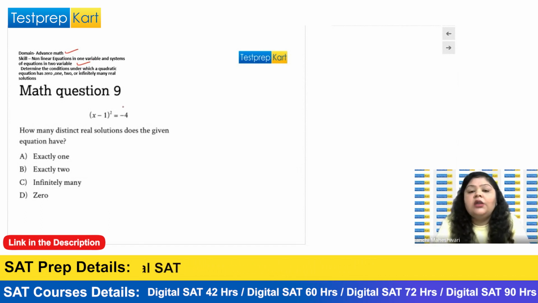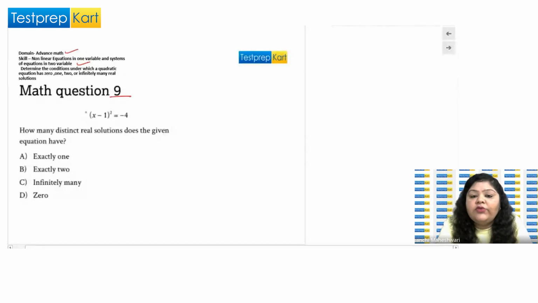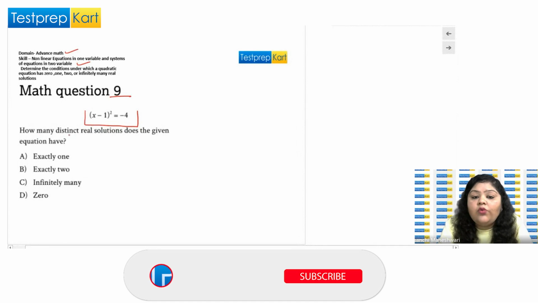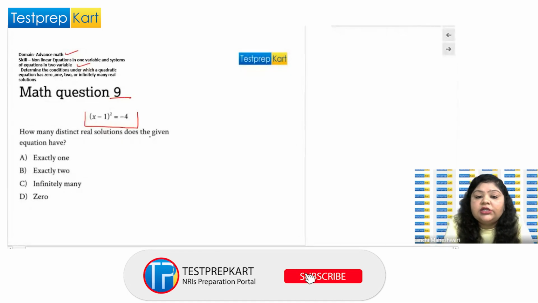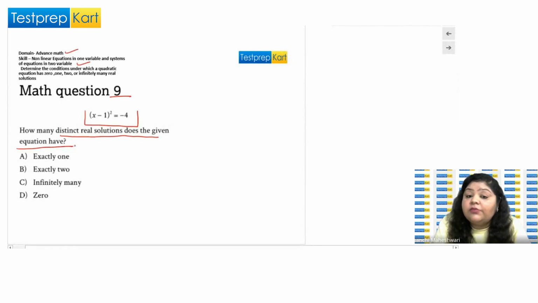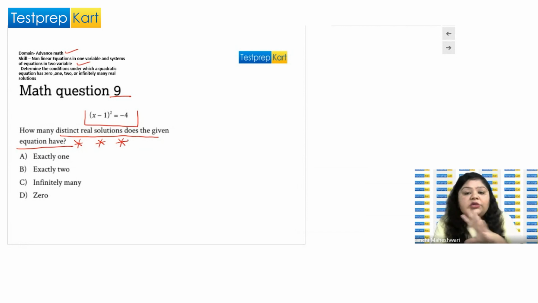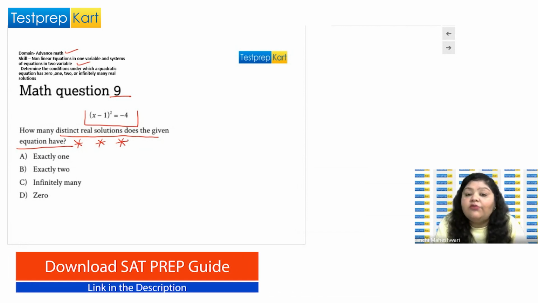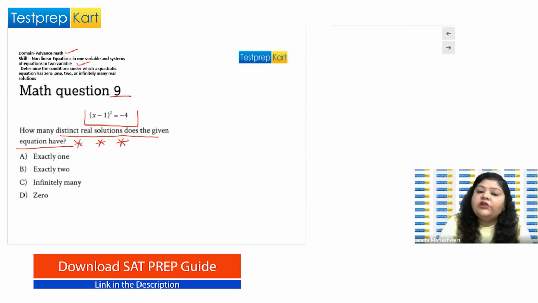Now question number 9 is saying we have an equation given here. It is asking how many distinct real solutions the given equation has. It is asking especially about the distinct real solutions, so you have to say only the number of distinct real solutions. Are you getting my point? First let's simplify this equation, then only we can conclude what kind of roots we are going to have. So let's simplify that.